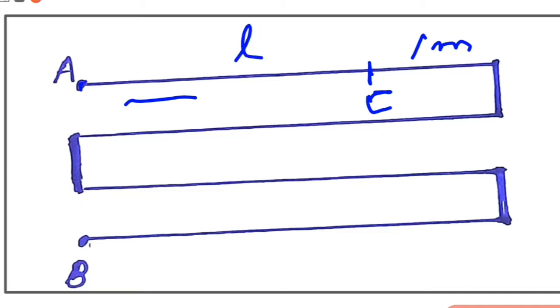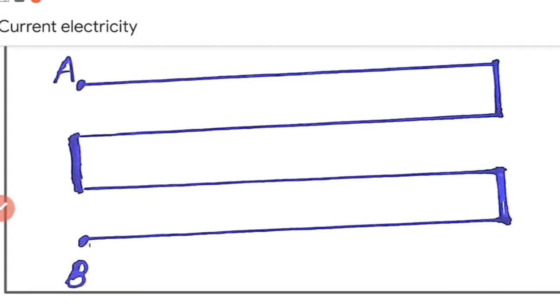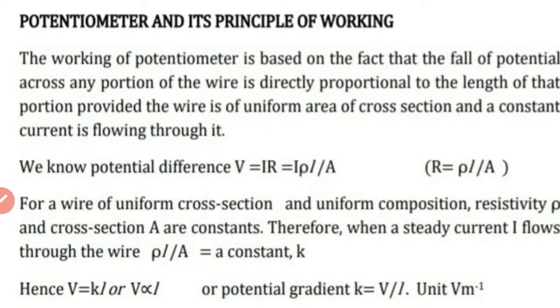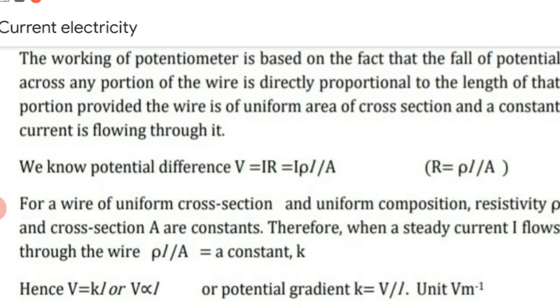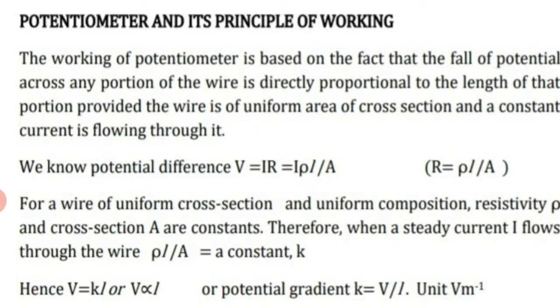Suppose length AC we write as L. So the principle of potentiometer is this: the potential difference between A and C, VAC, is directly proportional to length L. So the principle of potentiometer, that is the working of potentiometer, is based on the fact that the fall of potential across any portion of the wire is directly proportional to the length of that portion, provided the wire is of uniform area of cross section and a constant current is flowing through it.